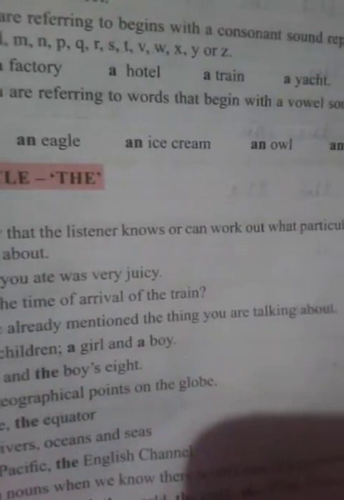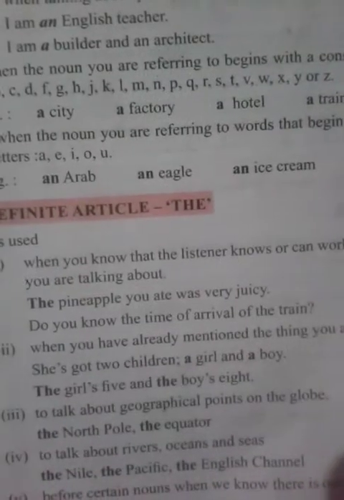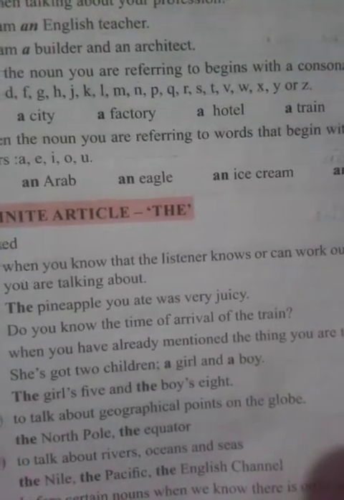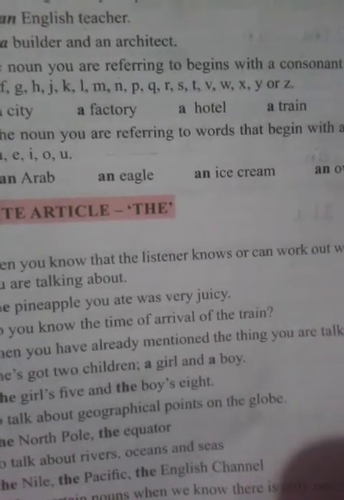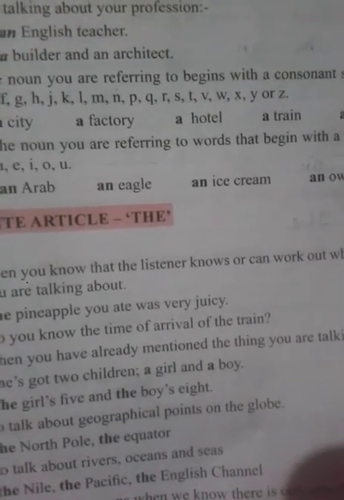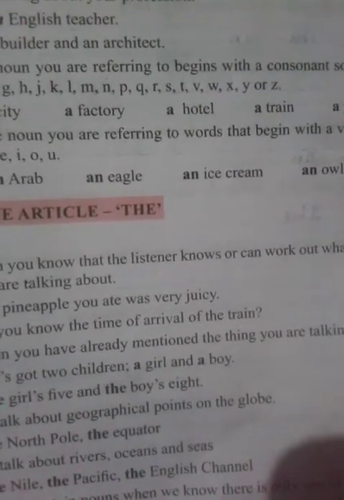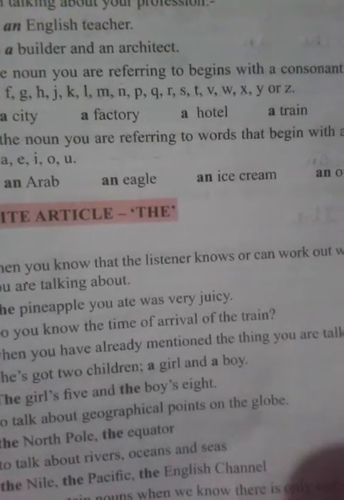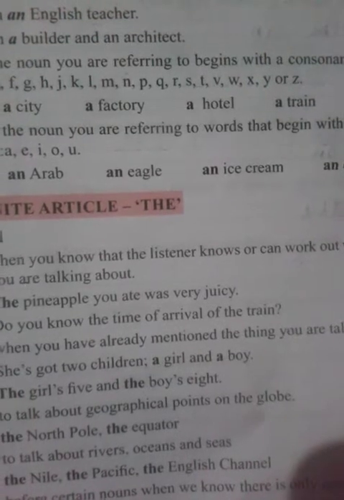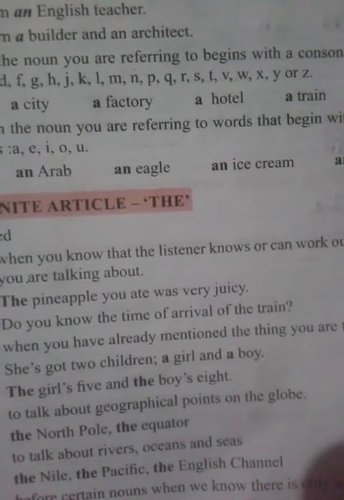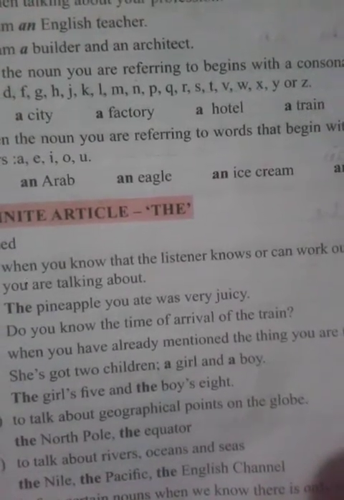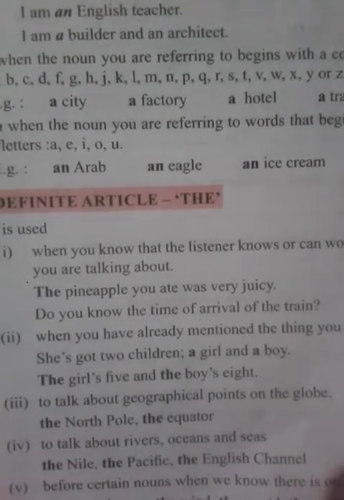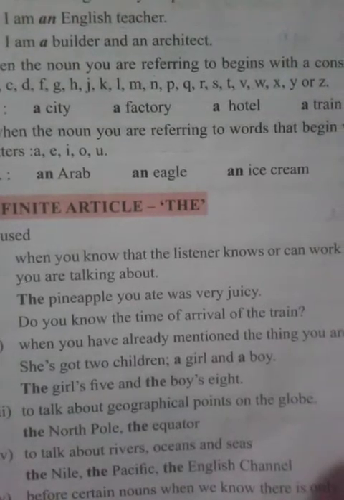When you have already mentioned the thing you are talking about: she's got two children, a girl and a boy. Now this is singular, girl and boy. So where you have to put a, a girl and a boy. Now suppose there are many girls, then the girls, the boys. When they are singular, then you must put a girl and a boy. The girls 5 and the boys 8.